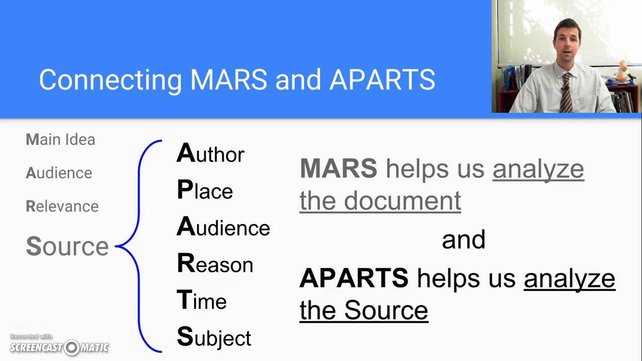And then APARTS would come in as an additional strategy to help you determine really the point of view of the source from the document that you studied. Now APARTS stands for author, A, P for place, A for audience, T for time, and finally S for subject. Now to review, MARS would be a strategy that helps us analyze the document, and APARTS is a strategy that helps us analyze the source.